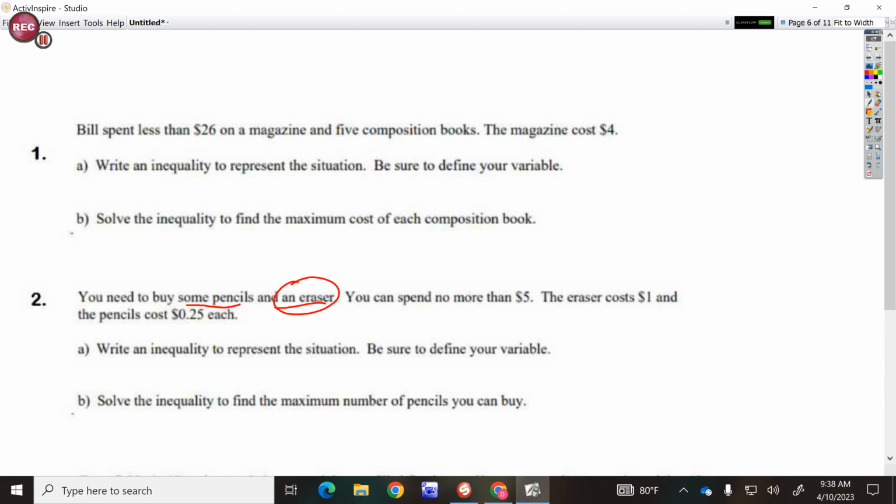Same reason why up here you only put $4 for the magazine, because he's only buying a magazine, which is one magazine. You with me? Same thing here. He's only buying one eraser. So the variable goes on the pencil price, not the eraser. The eraser is just going to be $1.